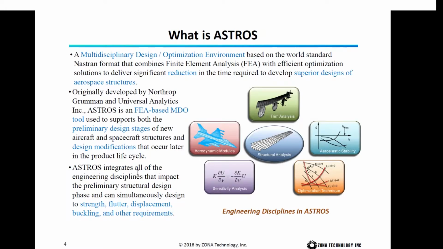And ASTROS integrates all of the engineering disciplines that impact the structure design. For example, at the center of ASTROS is a structural finite element analysis module. Then you have an aerodynamic module to create steady and unsteady aerodynamic forces. And you have a trim module, and you have a sensitivity analysis. You have a flutter module, and you have a buckling and strength analysis module. Then you have an optimizer, which is based on a so-called gradient-based optimizer.